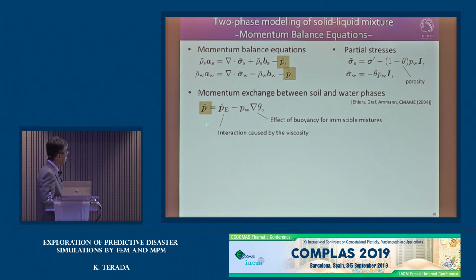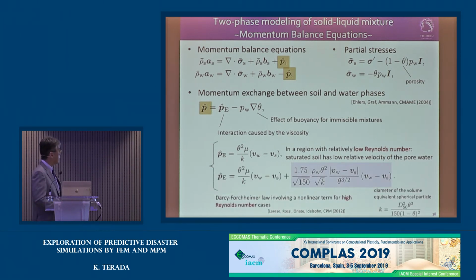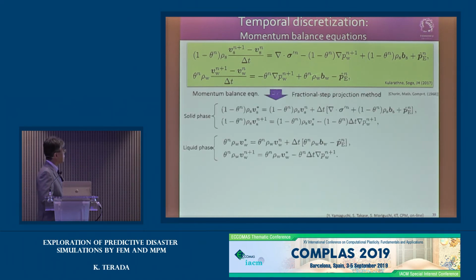These forces can be evaluated by using the linear Darcy law in a region with relatively low Reynolds number. But for relatively high Reynolds number flow, we have to apply the Darcy-Forchheimer law that involves a nonlinear term of this form. For the temporal discretization of the momentum balance equation, we simply apply the fractional step method.